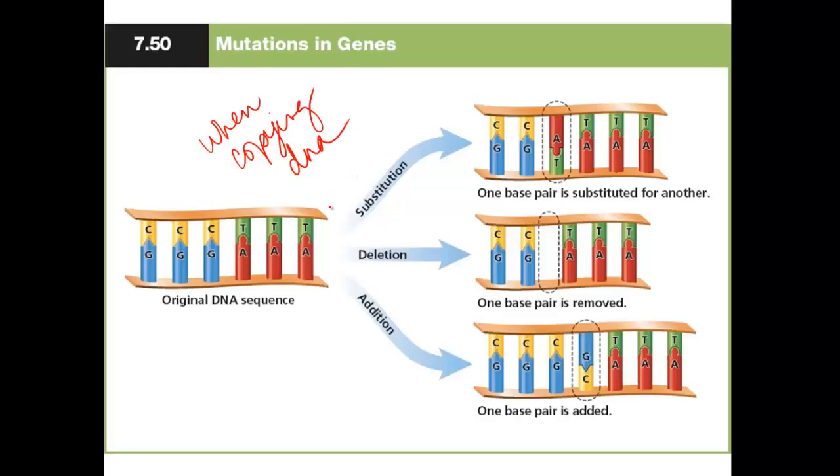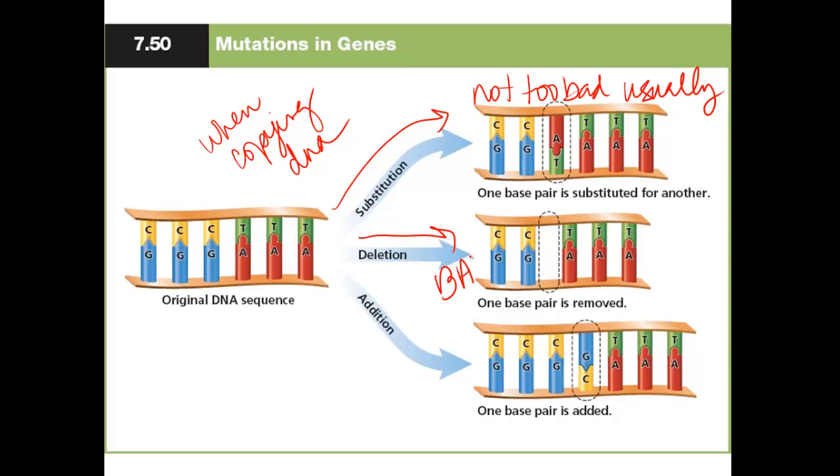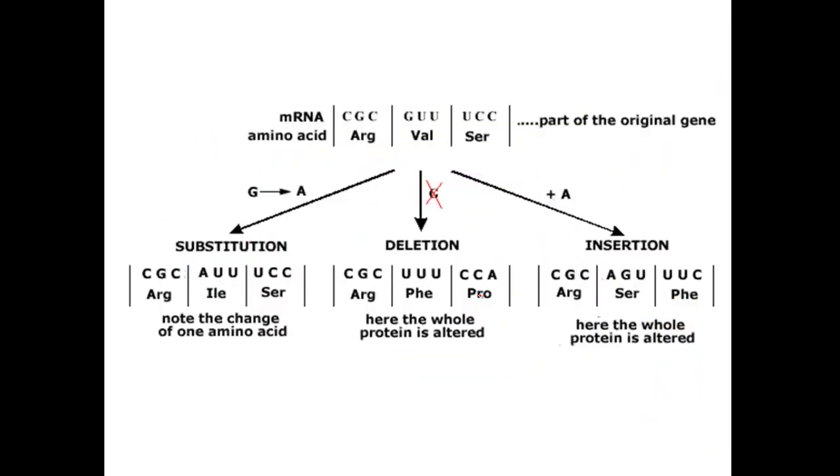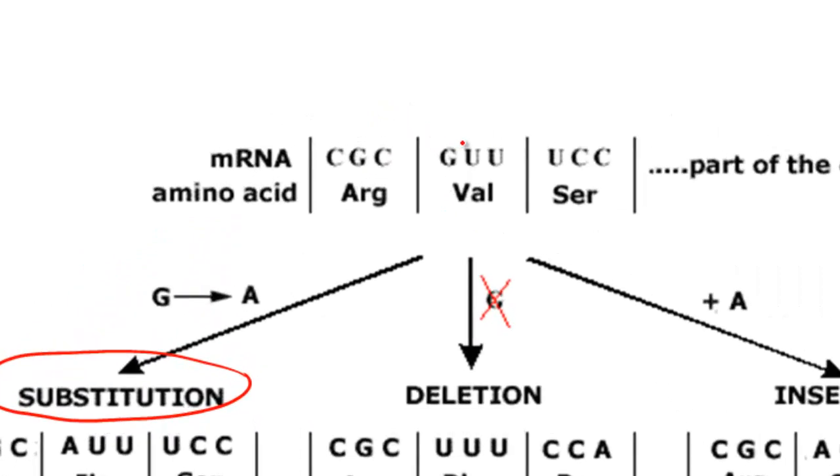When you're copying DNA, one of three things can happen when you're talking about gene mutations. You can get a substitution mutation, where again just one letter is substituted, the wrong letter, and it's usually not a very bad mutation. You can also get a deletion, where one letter is left out, or an addition where an extra letter is put in. Both of those are quite serious mutations.